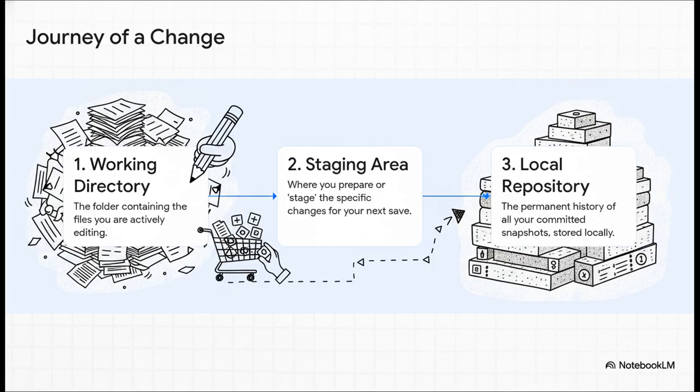Now, when you've made a change you like, you don't save it directly. Instead, you move it to the staging area. I love this analogy. Think of it like a shopping cart. You can put a change from one file in, another from a different file. You basically gather up all the related changes you want to save together. Then, once your cart is ready, you save that whole snapshot to your local repository. That's your project's permanent history.